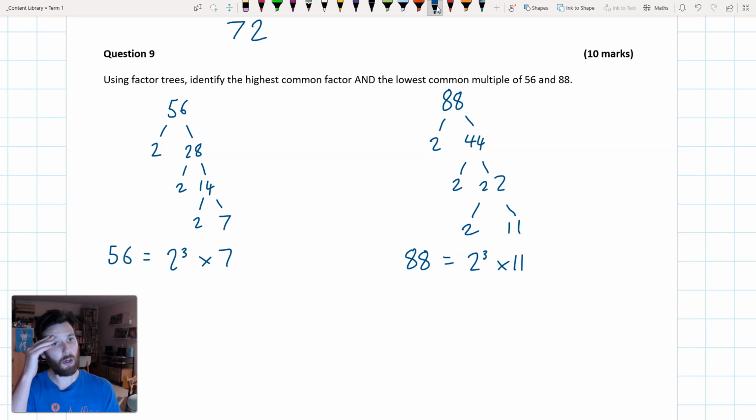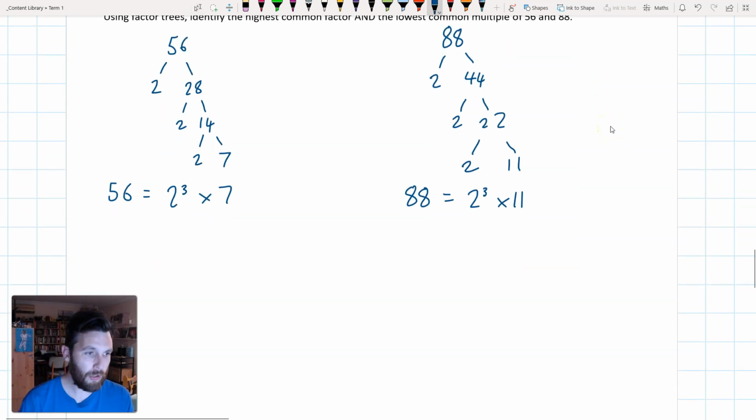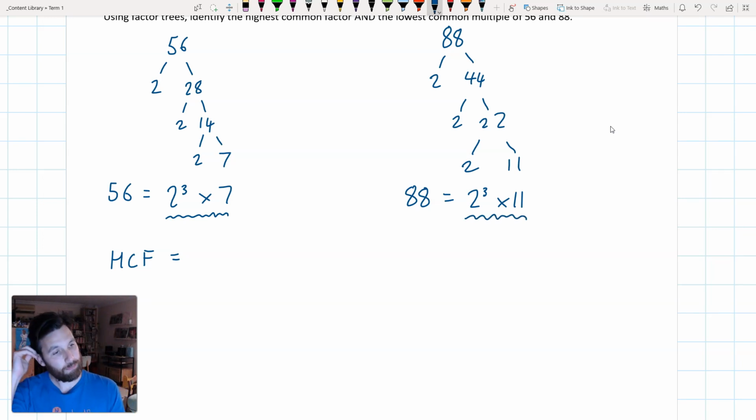Okay, this is where the next part is kind of tricky and is probably more like the extension end of what we've been doing in class recently. But for the highest common factor, we want to consider what we've written as our product of primes for 56 and for 88 as well. We'll have a look at the powers for each of our prime factors, and whatever's common to both of them, we want to take the highest power that's common to both and pretty much multiply it through.